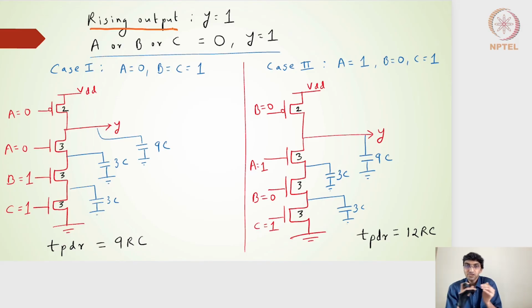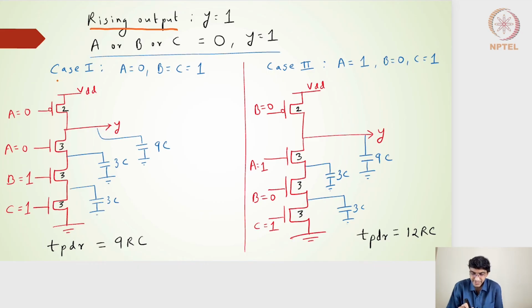Out of these combinations, the first 3, where only one transistor is on, are likely to give me a larger delay. If 2 or 3 transistors are on, the overall equivalent resistance will be smaller because all of them are in parallel. So in that sense, we will consider the cases where only one transistor is on and see what the propagation delay rising is.